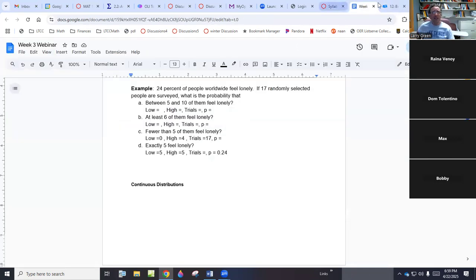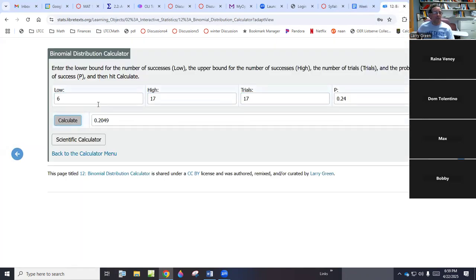Fewer than 5 feel lonely. What's the low for fewer than 5? 0. 0 is certainly fewer than 5. What's the high for fewer than 5? It's not 5. 5 is not fewer than 5. Very important to know that. Yeah, it's 4. 4 is fewer than 5. 5 is not fewer than 5. 5 is exactly 5. Do you see the difference? I want to do this because a lot of people make that mistake. So don't make that mistake. And then I click it, about 61% chance.